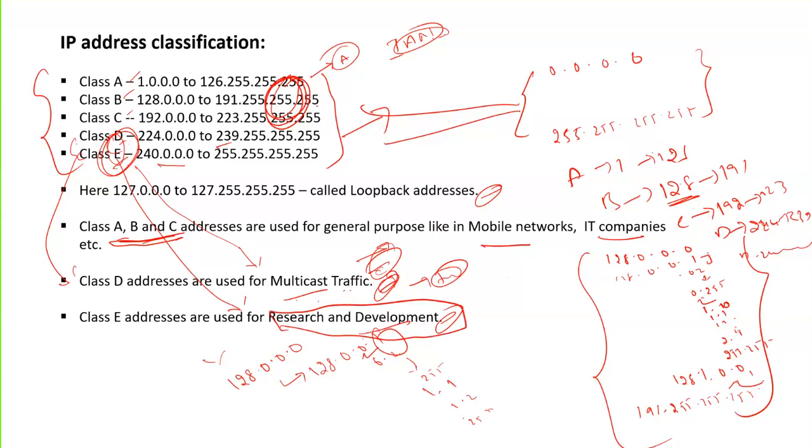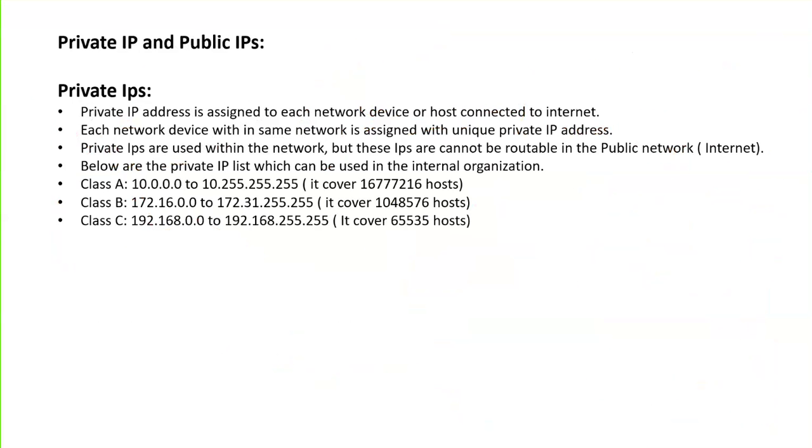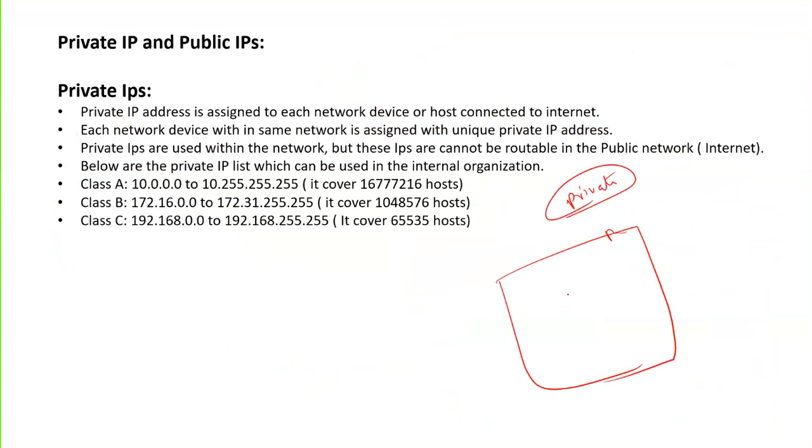So among these addresses, class A, class B, these are the ranges of addresses, right? One way they divided into A, B, C, D, E, and in the other way they have divided into two things. One is private IP and one is public IP address. Private IP is nothing but inside an organization. Outside, if it is going, it's a public IP. I'll tell you why.